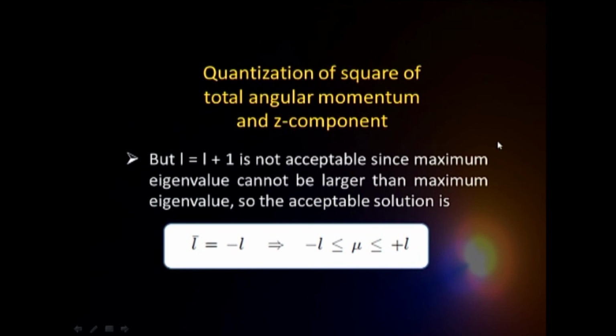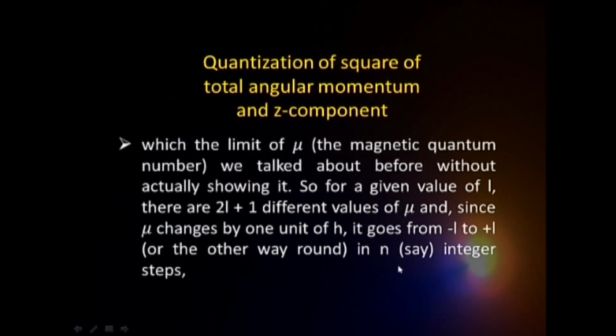So, we found two different sets of values. One is minus L equal to l as well as l equal to L plus 1, but L plus 1 is not an acceptable value, because we say that L is the maximum value. We cannot have a value more than the maximum value. That is the reason we cannot accept the second solution. So, the first solution is the acceptable solution for the Lz values, and we can easily see that its values will lie between minus L to plus L, and mu is going to have 2L plus 1 values, and that is the magnetic quantum number.